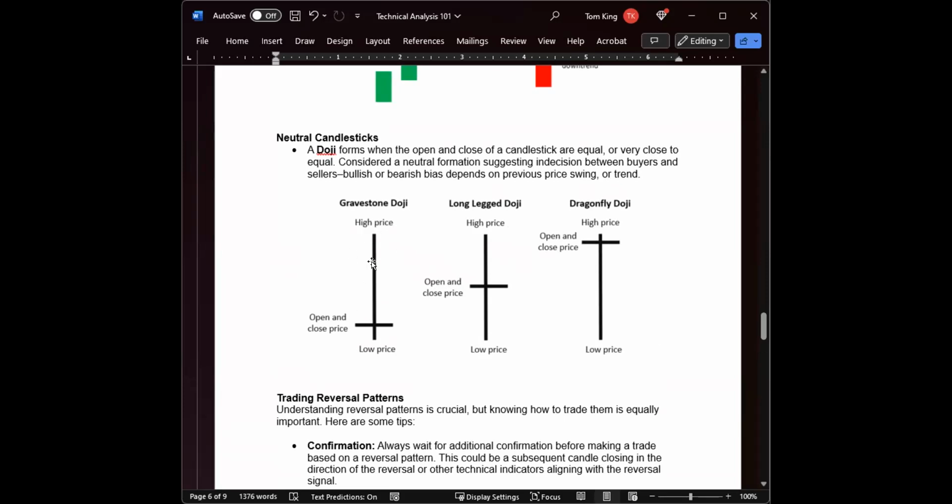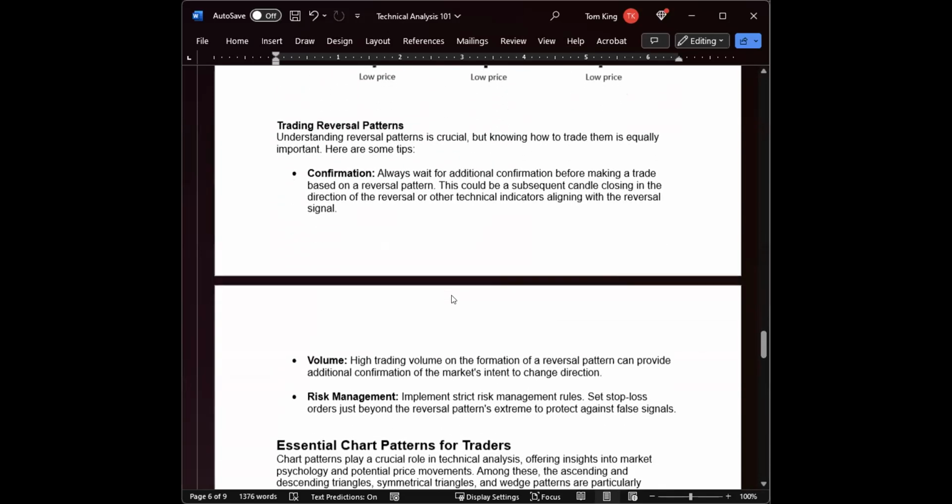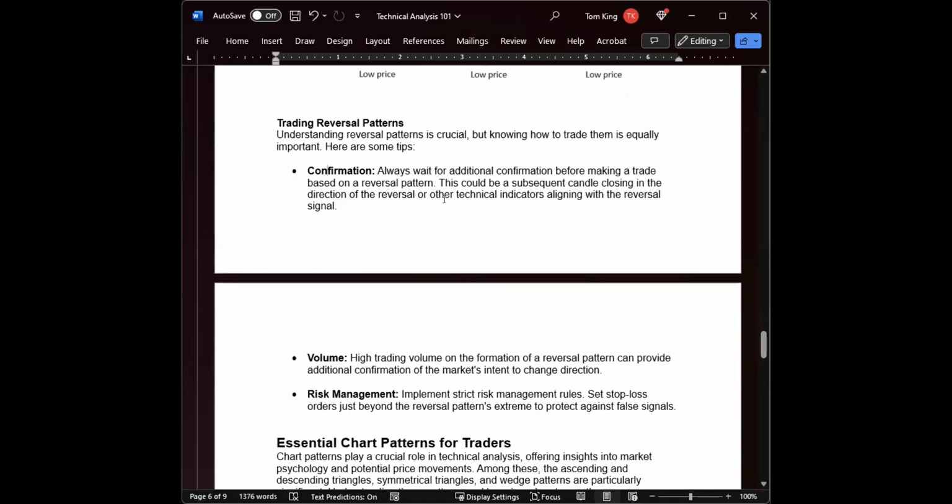Now, if the gravestone happens at the top of a bullish trend, this could indicate the bulls couldn't keep it running and we ended up where we started. It's really the next candle that is going to be key. Any of these at the top or a low of a move could signal potential indecision and maybe a reversal. Some real keys here: always wait for the confirmation before you make a trade.